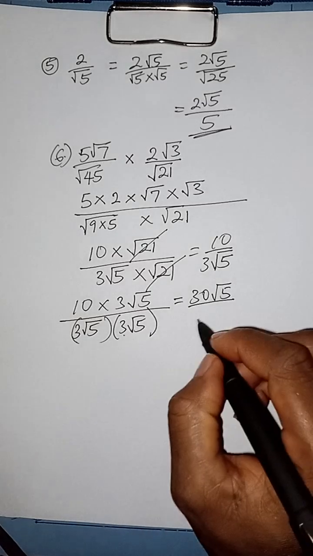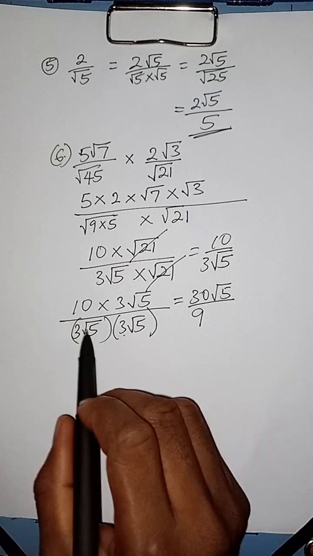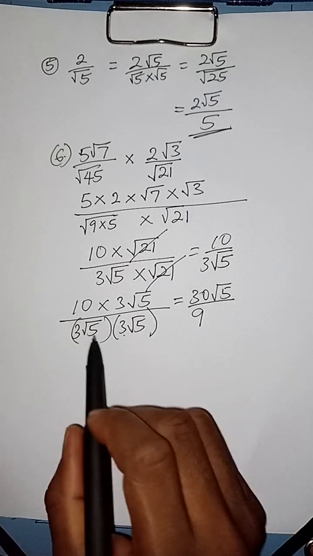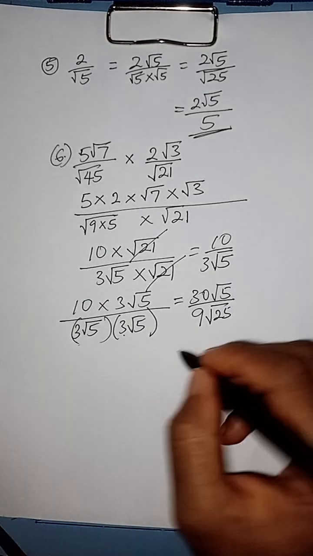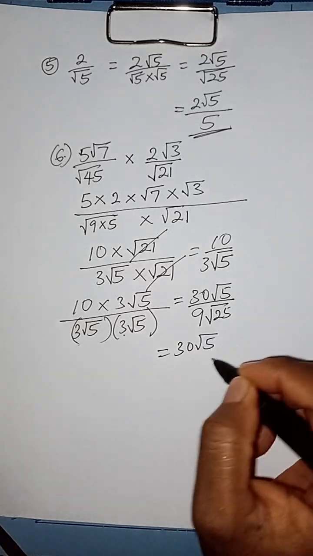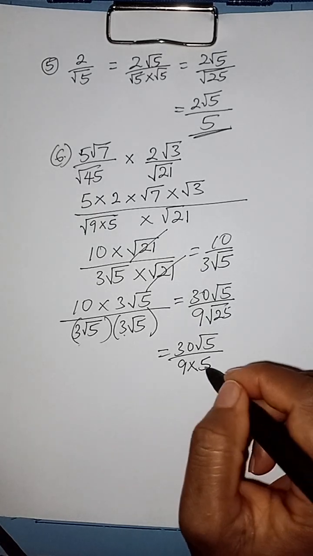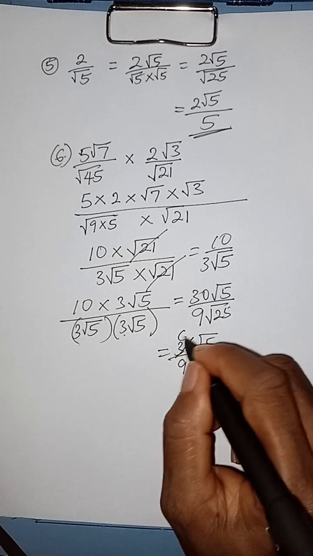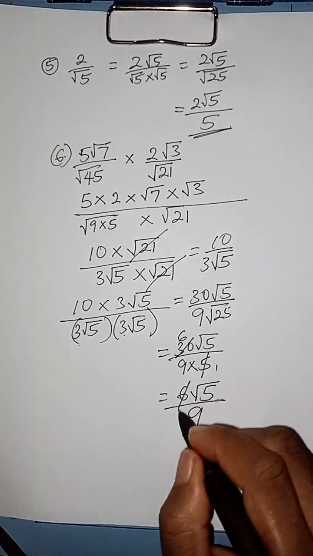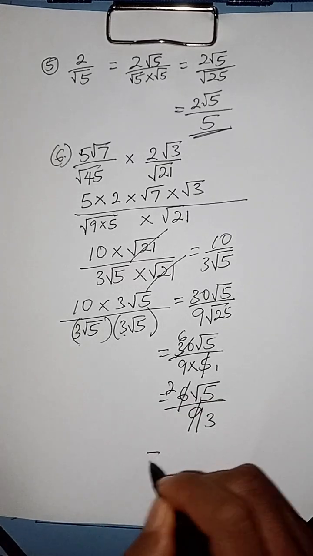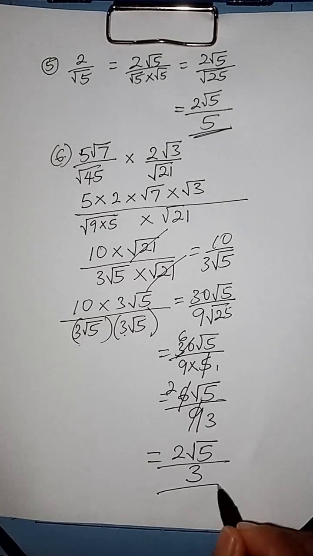Now 3 times 3, 9. You multiply the whole number separately and multiply the surds or the square roots separately. 5 times 5, and that's root 25. So this is 30 root 5 over 9 times square root 25, it's 5. At this point, you can cancel out. 5 here 1, 5 here is 6. So I'm having 6 root 5 over 9. A factor can still divide. 3 here is 2, 3 here 3. So that my final answer is 2 root 5 divided by 3.